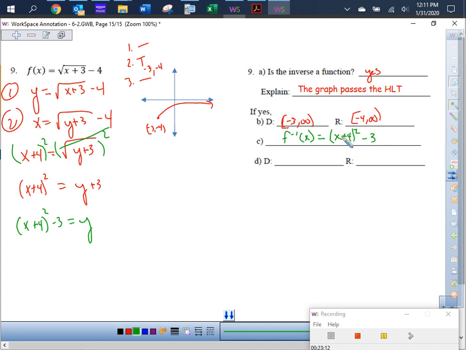And you can see that that would be a parabola that's got a vertex at (-4, -3), the inverse of this. But it's not all reals for that parabola's domain. It is the switch. So pretty basic. Let us know if you have some questions.